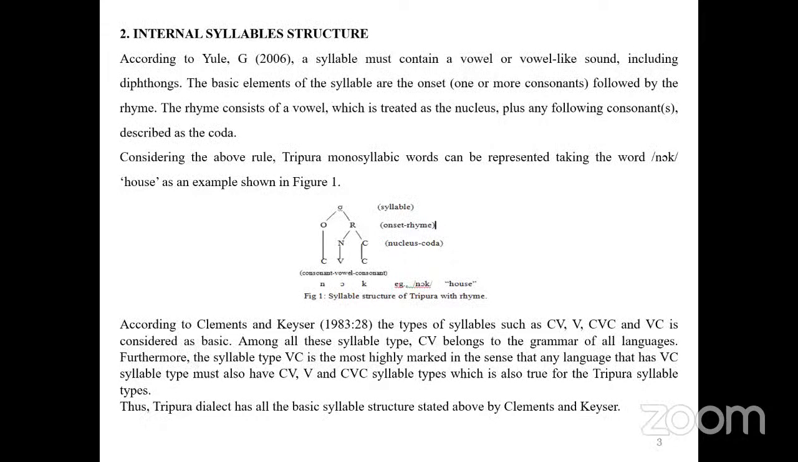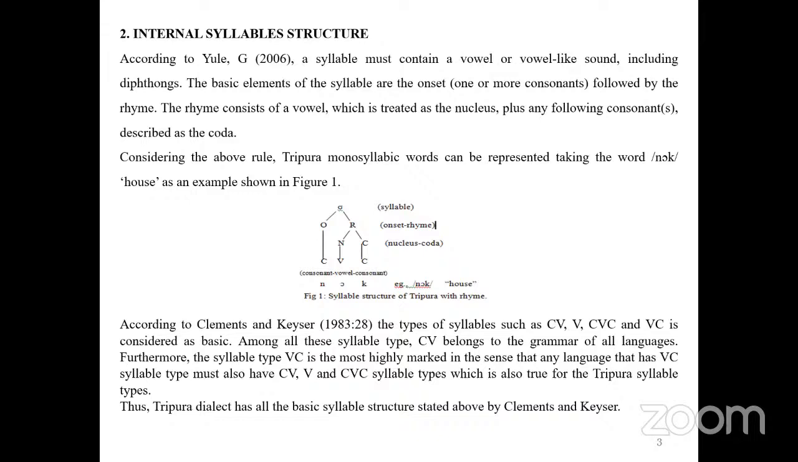So first of all, I'll talk about the internal syllable structure. According to George Yule, a syllable must contain a vowel or vowel-like sound. That includes diphthongs. Here I have given an example of the syllable structure of Tripura with rhyme. Here you can see the example, knock, which is a house.